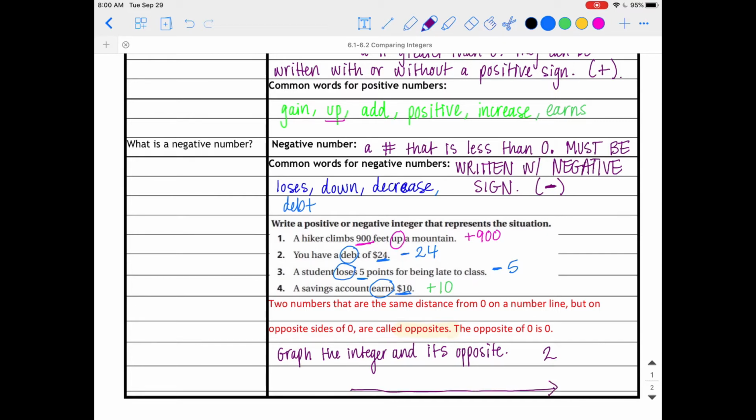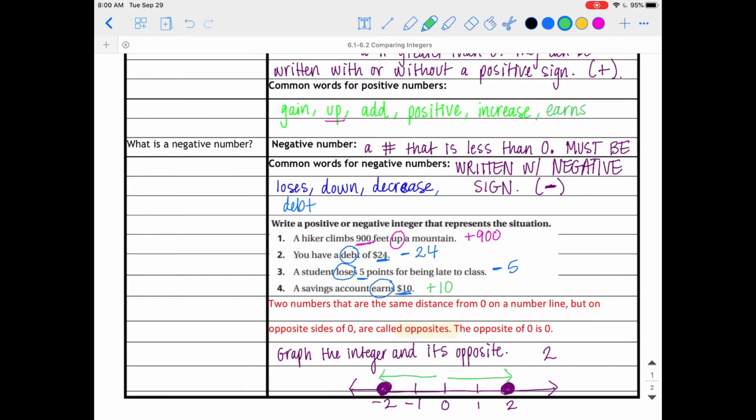So let's go ahead and draw a number line. I'm going to put 0 right in the center. And I'm going to go 1, 2. And remember, our values, when we go left, decrease. So I'm going to go -1, -2. And I am going to graph 2 right here by putting a little dot. And I'm also going to put a dot on -2. And this is the integer and its opposite. They should be the same distance from 0 as long as you drew your scale right. And you see that they are.